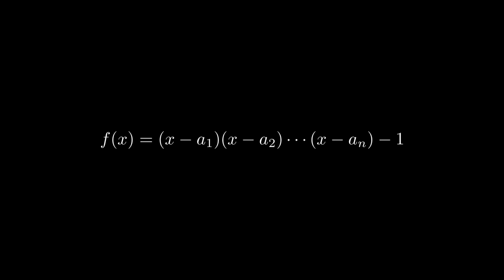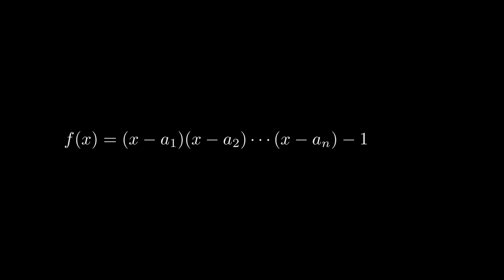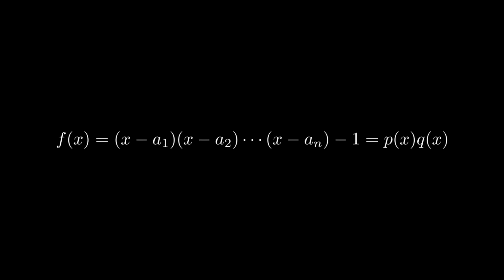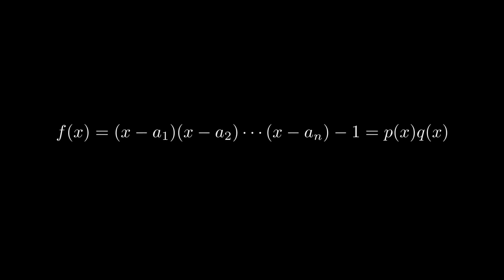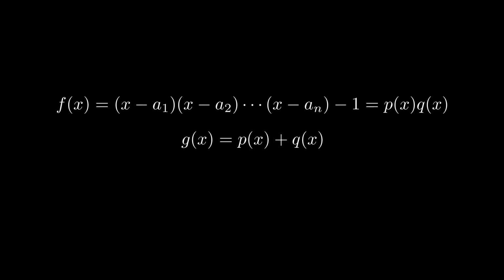This seems pretty hard, but we could use proof by contradiction for a quick and simple answer. First of all, assume that f of x can be factored into two polynomials, p of x and q of x, and also let the polynomial g of x equal p of x plus q of x.